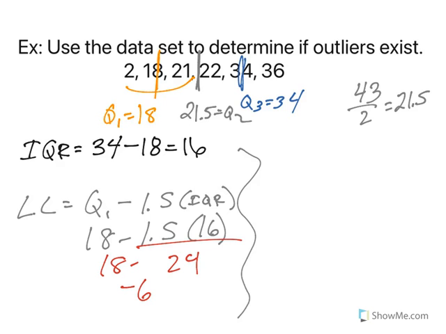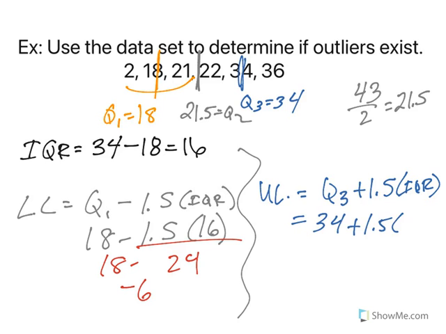All right, now let's find our upper limit. Upper limit, as we remember, is Q3 plus 1.5 times the interquartile range. So 34 plus 1.5 times 16. Well, we know 1.5 times 16 is 24, so 34 plus 24 gives us 58. So we would need numbers less than negative 6 or greater than 58 in order to be outliers.